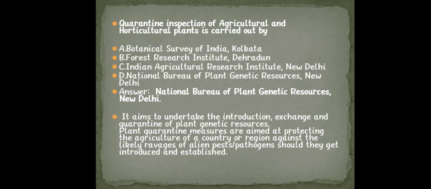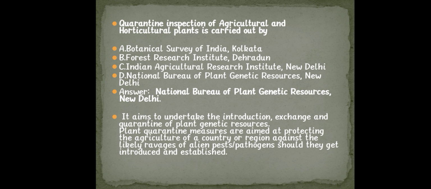Next one: quarantine inspection of agricultural and horticultural plants is carried out by firstly the Botanical Survey of India, Kolkata; Forest Research Institute, Dehradun; Indian Agricultural Research Institute, New Delhi; and National Bureau of Plant Genetic Resources, New Delhi. The answer is NBPGR, that is the National Bureau of Plant Genetic Resources, New Delhi.